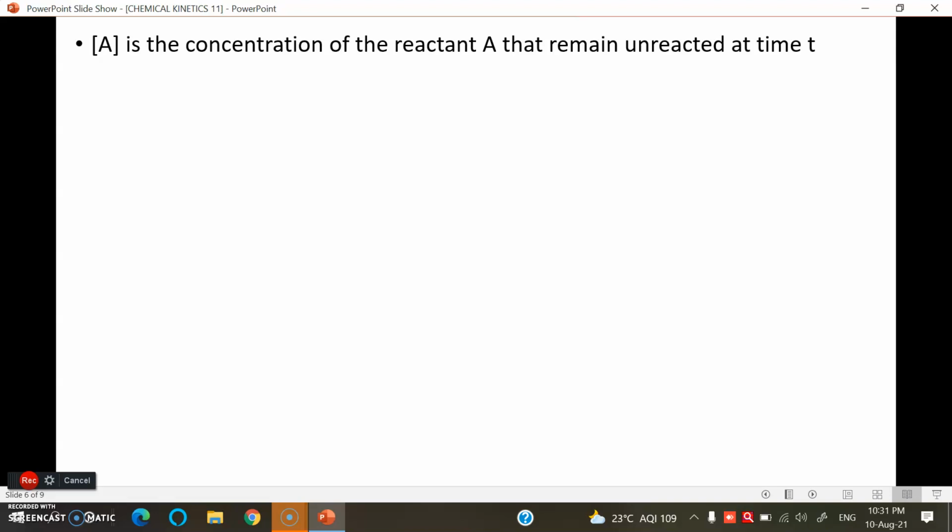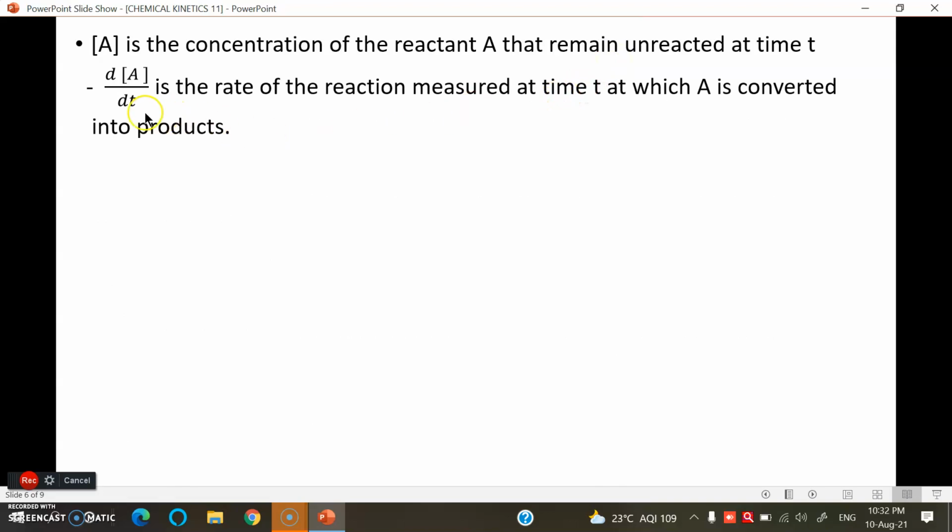Now for integration, let's see first: [A] is the concentration of reactant A at time t, and minus d[A]/dt is the rate of reaction measured at time t at which A is converted to product. That is the rate of reaction. So according to the differential rate law, rate is equal to minus d[A]/dt is equal to k into concentration of reactant A raised to 1.